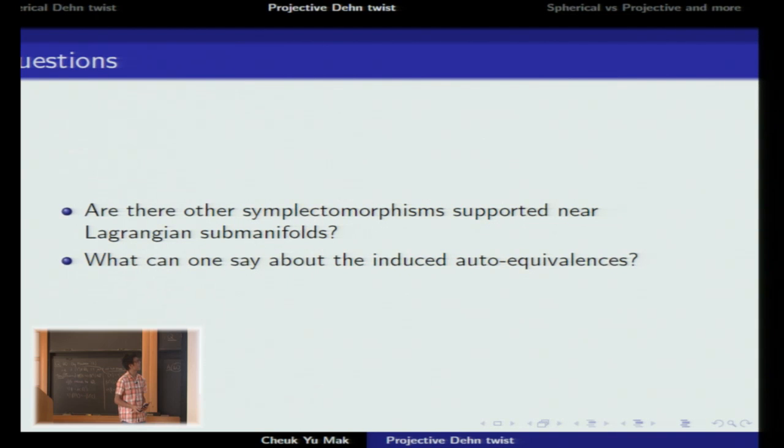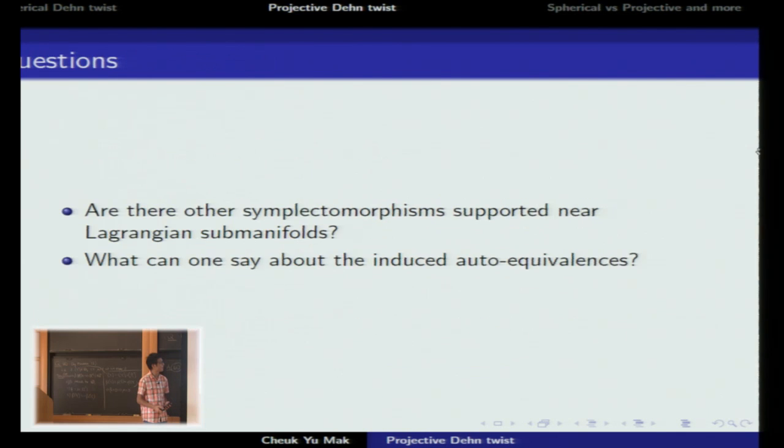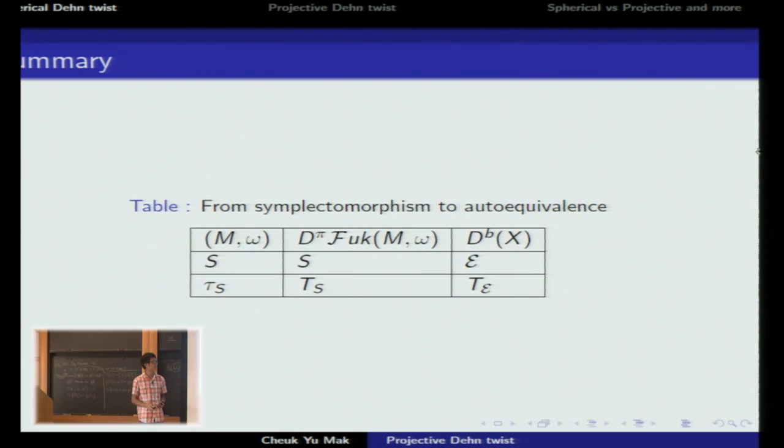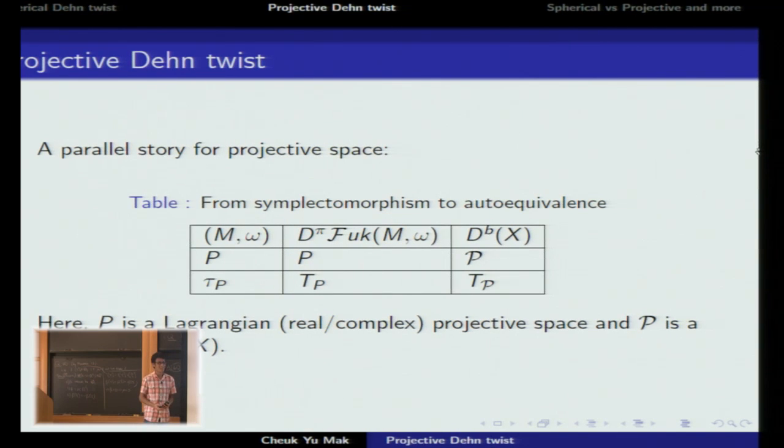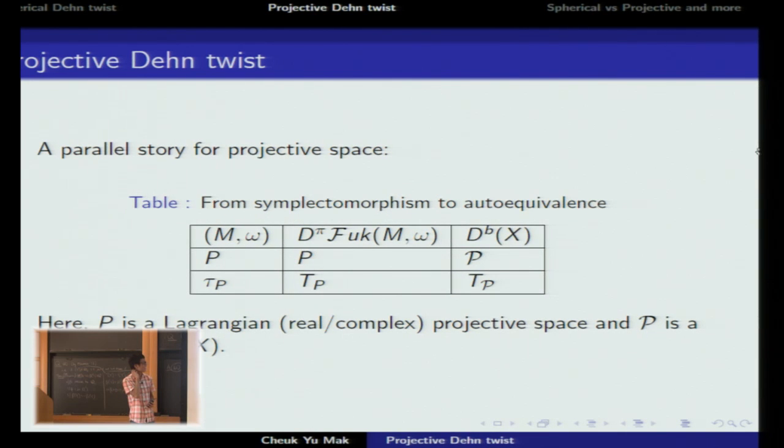And by the same construction, one can define a Dehn twist along a projective space. So here, I copy the previous table, but I just replace all the S and E with P, and they are the same. P is a Lagrangian projective space, and you can define the Dehn twist near the Lagrangian neighborhood, and the curly P is a P object in the category. So it looks parallel.